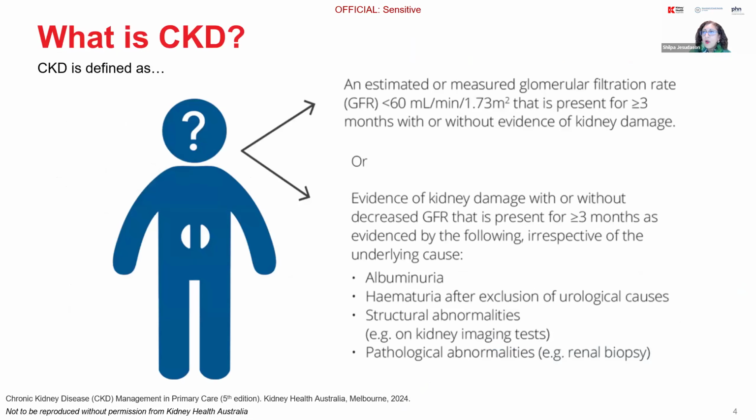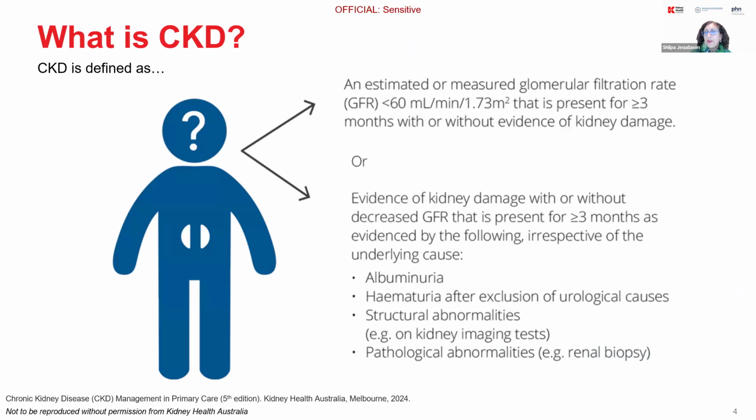I always like to start with a definition, and we talk a lot about chronic kidney disease, but it can be defined in 2 ways. The first is if we just look at the estimated GFR. So an estimated GFR of less than 60 mils per minute that's there for more than 3 months, i.e. the chronic bit, is enough to say this person has chronic kidney disease.